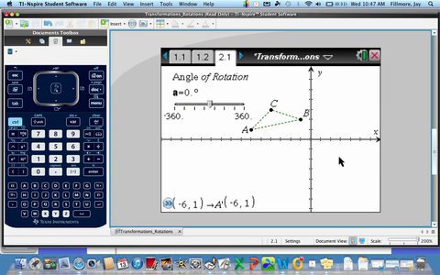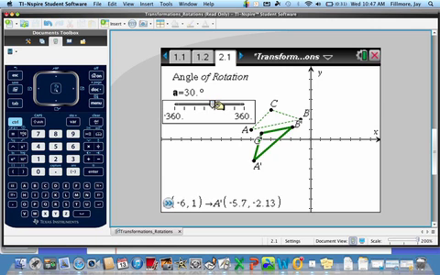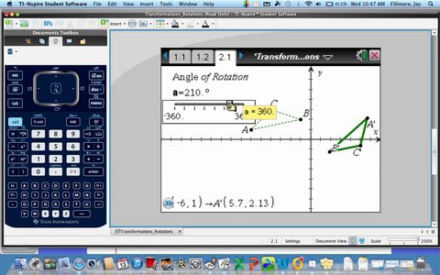Part A, start with the slider on an angle of rotation at 0, which is where it's at. Move the slider from 0 towards 360 and watch the image as it rotates. Does the triangle rotate in a clockwise or a counterclockwise direction? So if I'm moving in a positive degree rotation, it looks like it's moving counterclockwise. So that's a counterclockwise rotation if we're rotating it in a positive direction. For part B, the same thing. If we're moving in a negative direction, we're rotating clockwise.